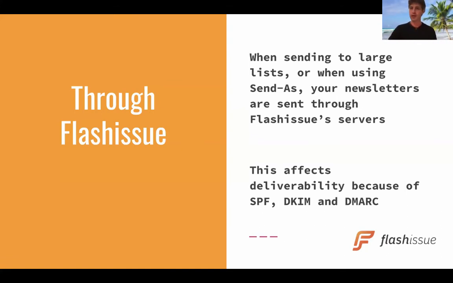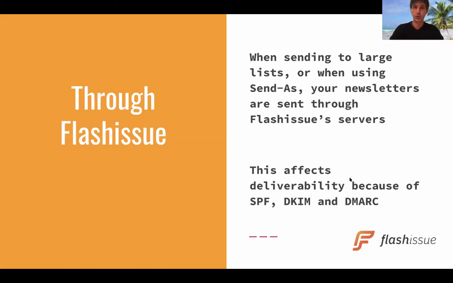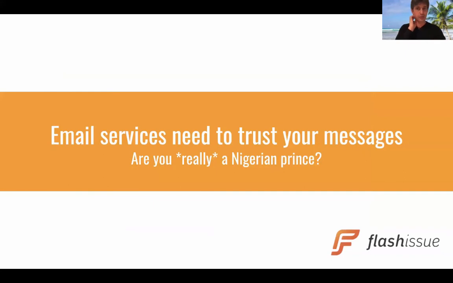And when we do that, it affects deliverability because of three things. SPF, DKIM, and DMARC. And I know what you're thinking. This is what you're thinking right now. And you're right. These are some confusing concepts, but I'm going to explain them to you. At least I'm going to try. So I'm going to explain a few technical things now. I hope you don't fall asleep in the middle, but I assure you there's an end game here. There's a reason why I'm explaining this.